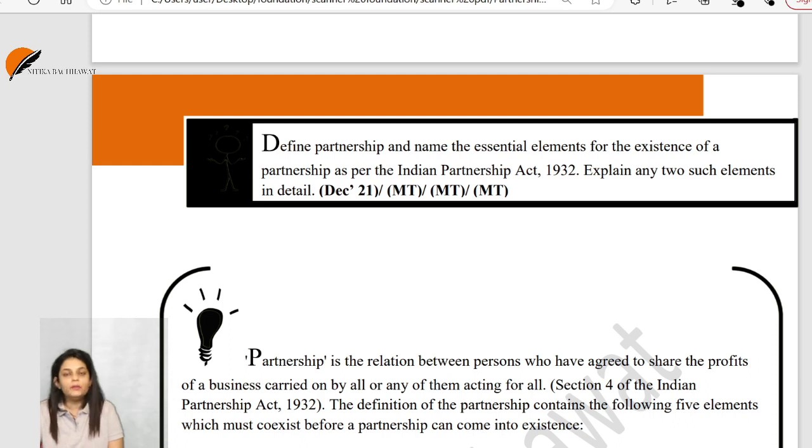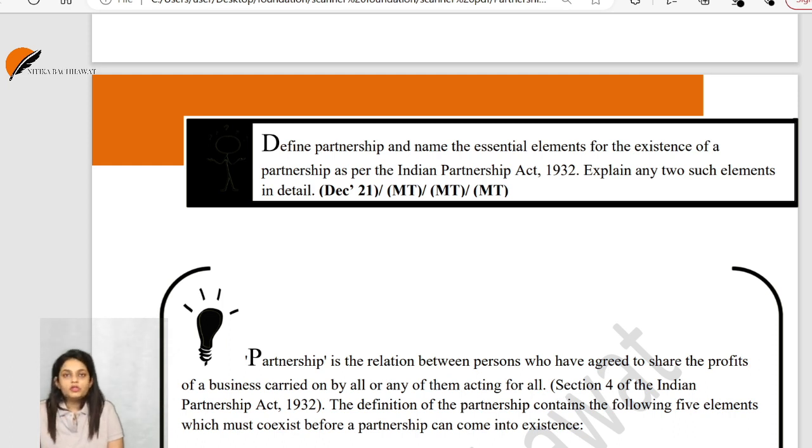Explain any two such elements in detail. Partnership as defined under section 4. Partnership means a partnership is an agreement between two or more persons to share the profits of the business carried by all or any one or more acting for all. And from this definition itself, we get the characteristics of partnership.